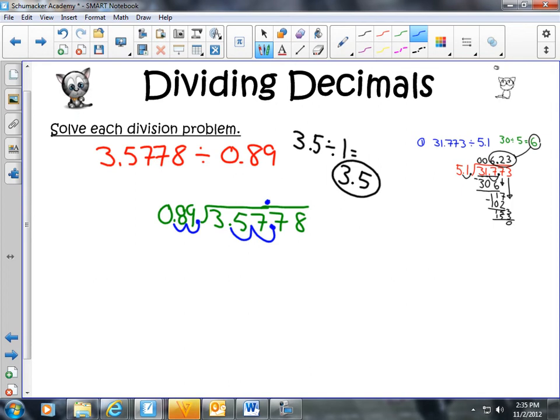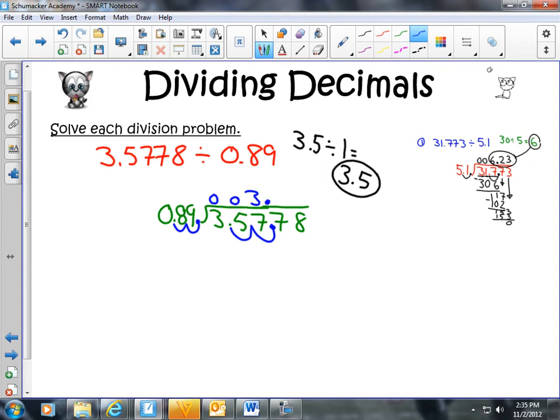So 89. Can I divide 3 by 89? No. So I'll put a 0 here. Can I divide 35 by 89? No, I cannot. So I'll put a 0 here. Can I divide 357 by 89? Yes, I can. So I know my answer is going to be close to 3.5, so I'm just going to take a shot in the dark and say, what about using 3? So I'll start off with a 3. I could have used a 4 or 2. I'll start with a 3, though. Again, this way I'm not guessing. I have a very good hypothetical guess, which is like a smart guess, an educated guess.